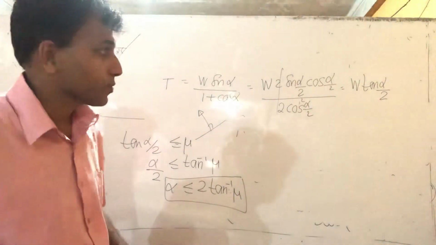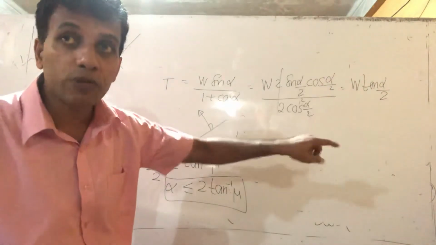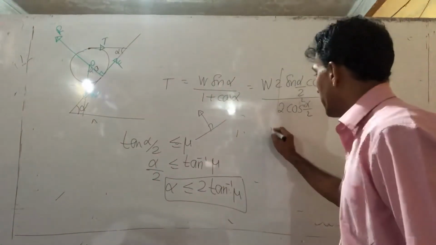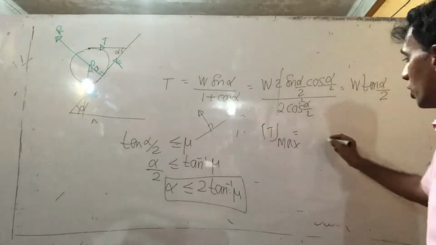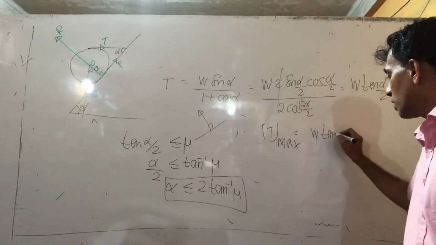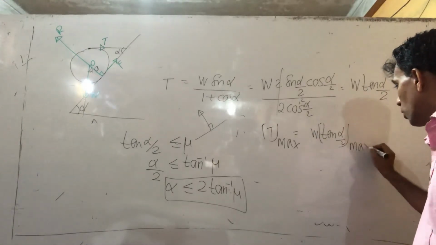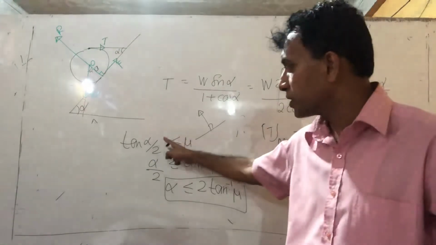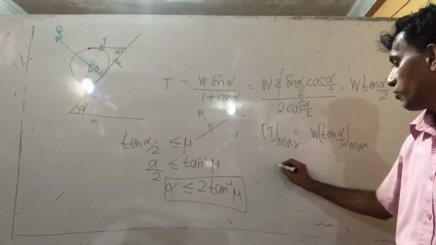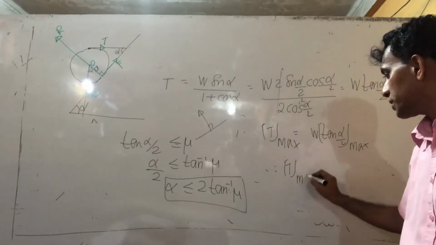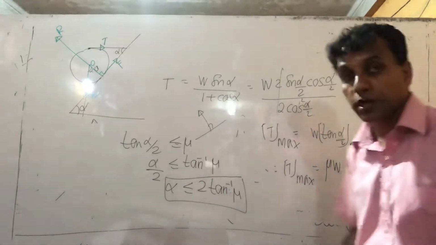Therefore write a sentence. For T maximum, tan alpha by 2 should be maximum. But the maximum value of tan alpha by 2 is mu. So write the answer. Therefore, T maximum answer is mu W, or W mu, right?